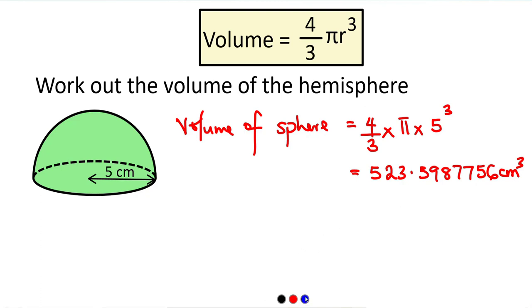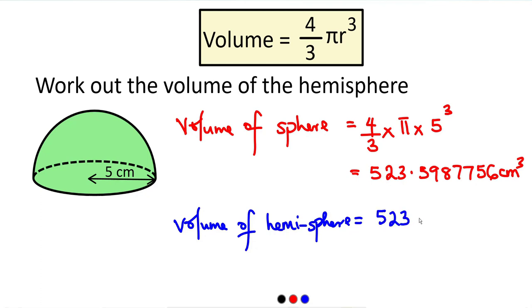Okay, so now we'll continue to find the volume of the hemisphere. The volume of the hemisphere simply is half of the sphere. I mean, half of the sphere is this value here, 523.5987756, and then you have it.